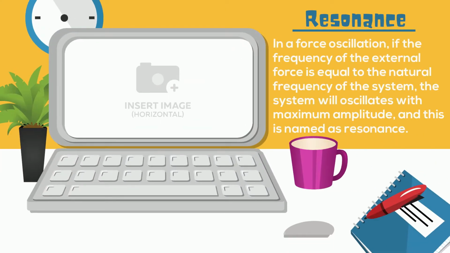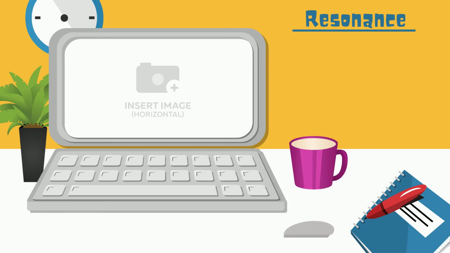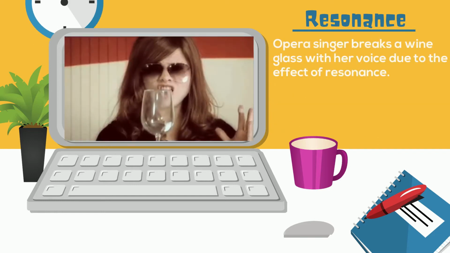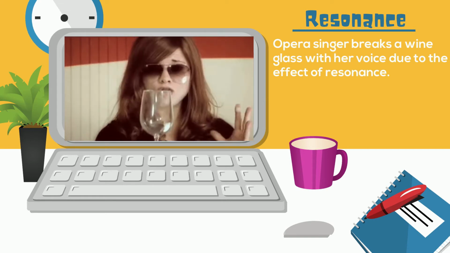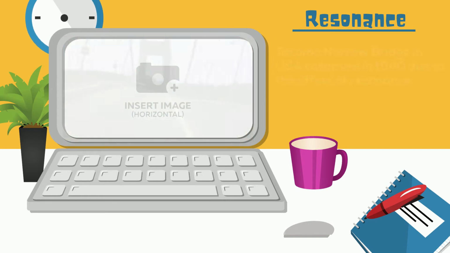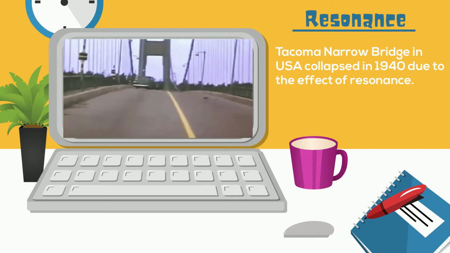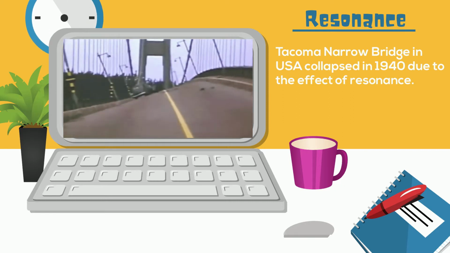In a forced oscillation, if the frequency of the external force is equal to the natural frequency of the system, the system will oscillate with maximum amplitude, and this is called resonance. An opera singer can break a wine glass with her voice due to the effect of resonance. The Tacoma Narrows Bridge in the USA collapsed in 1940 due to the effect of resonance.